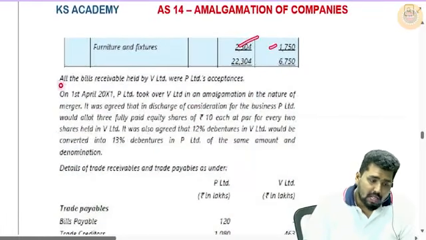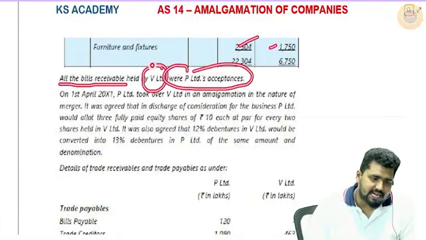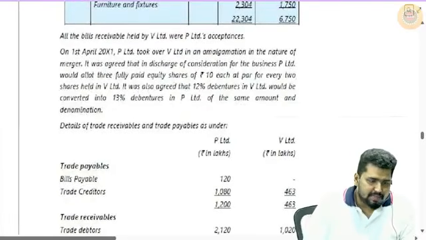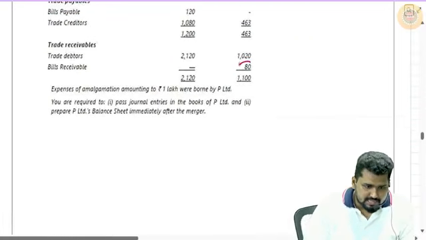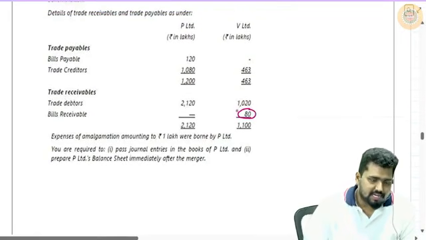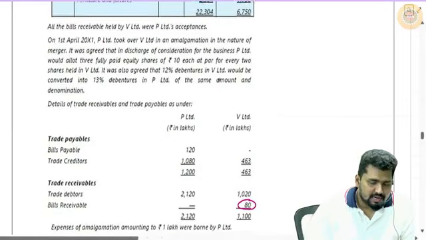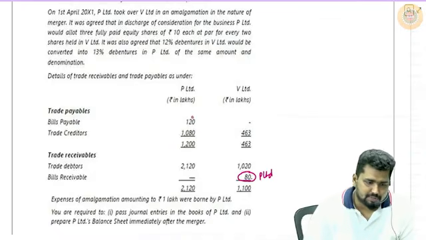Assets. All the bills receivable held by V Limited were P Limited's acceptances. All the bills receivable held by which company? Held by V Limited were from which company? P Limited. Correct? See, for one company, bills receivable means for the other company it should be what?